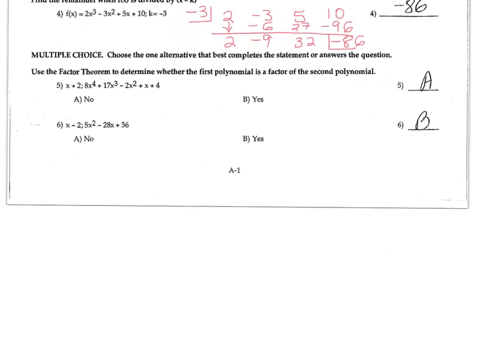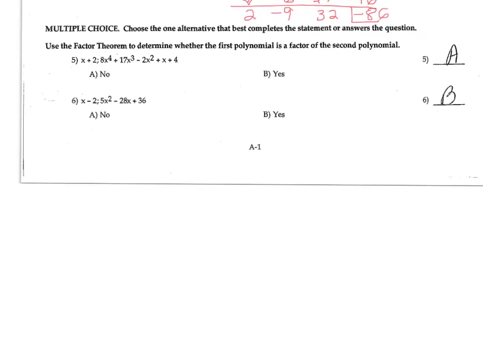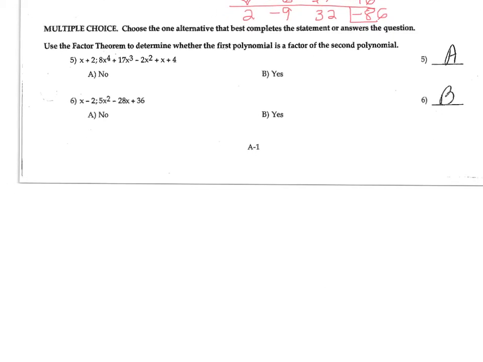And then for number 5, it says use the factor theorem to determine if the first polynomial is a factor of the second one. How would you determine if it's a factor of the second one? What are you expecting to get? Remainder of 0. That's right.